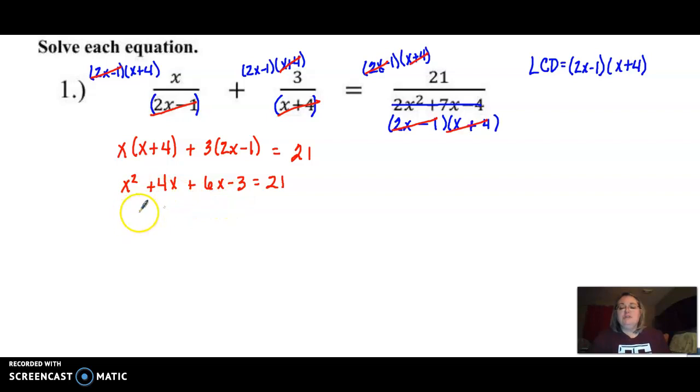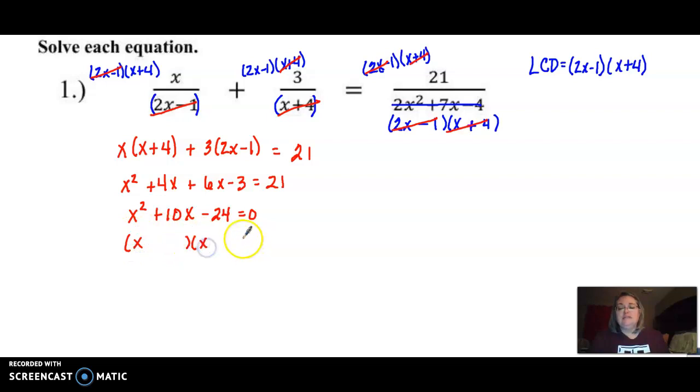Collect my like terms, and I'm going to move my 21 over in the same step. So I have x squared. 6x plus 4x gives me 10x. -3, when I subtract 21, I get a -24 equals 0. So now I can try to factor that.